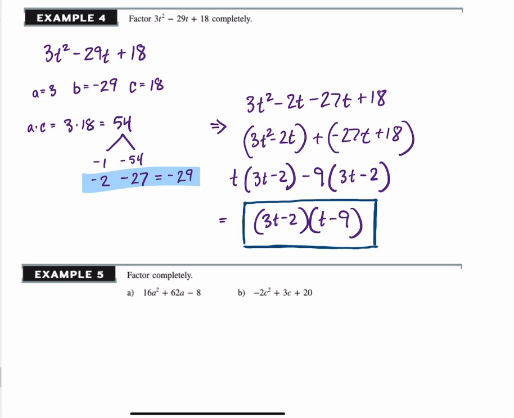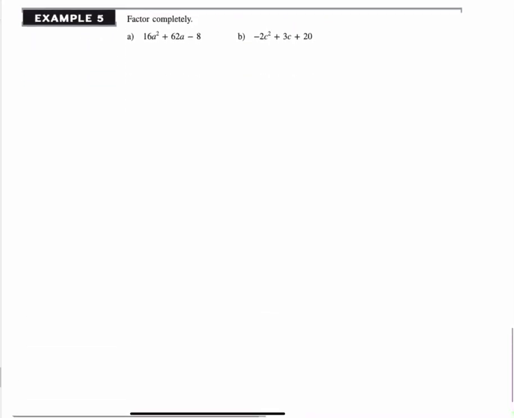All right, let's look at these last 2 examples. We'll start with part A. We have 16a squared plus 62a minus 8. They're all even, so they're definitely all divisible by 2. I think 62 is not divisible by 8, otherwise we'd be close to taking 8 out. So let's divide it by 2. That would leave us with 8a squared plus 31a minus 4.